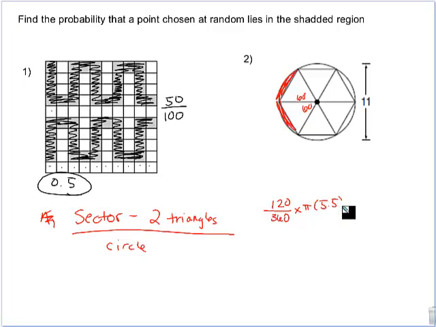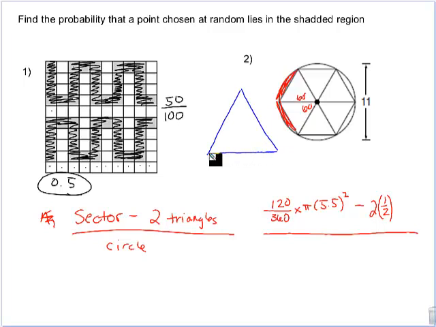So what's your radius here? Yeah, 5.5 squared minus 2 triangles. So 2 times 1/2. Now we need base and height. These triangles should be the same, so we can just draw one of them out. What's going to be the length of each side here? 5.5, we know that because that's the radius. So what's our base? The whole thing's 5.5, so this is 2.75.